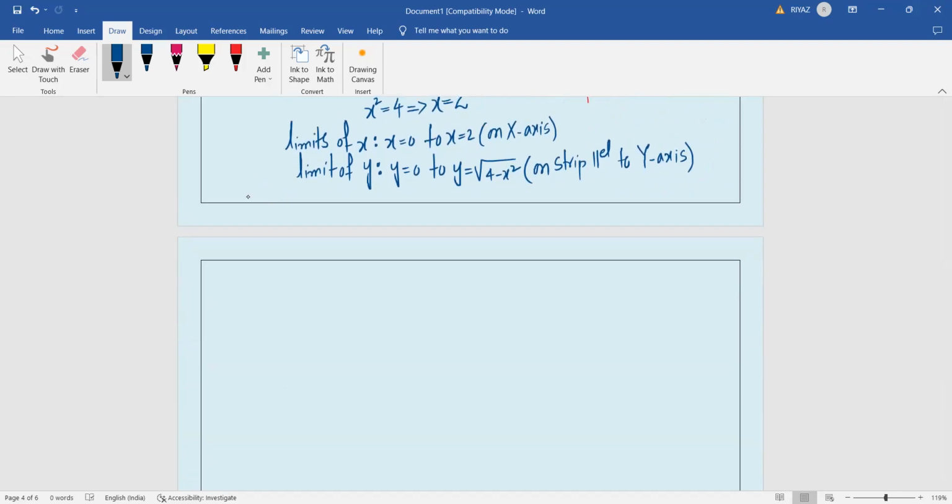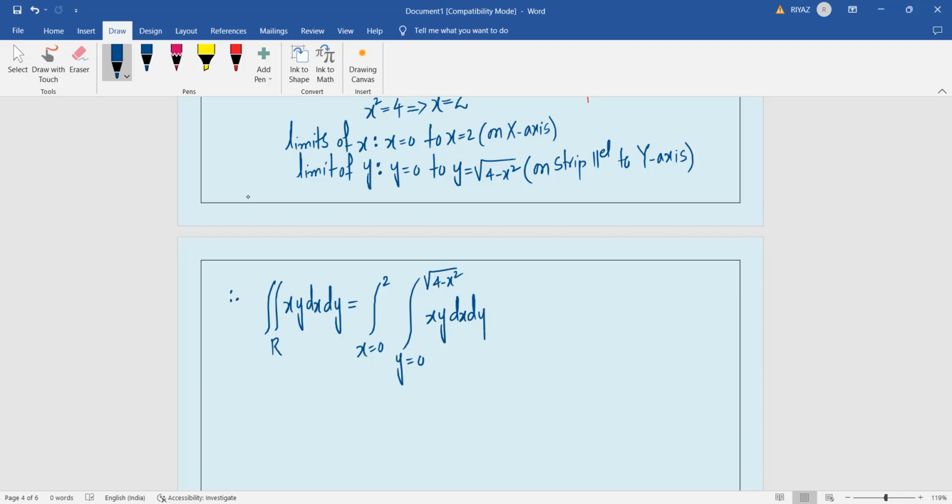Therefore, the double integration over R of xy dx dy can be written as: the limits of x are 0 to 2, and the limits of y are 0 to root of 4 minus x square, and here the function value is xy dx dy.